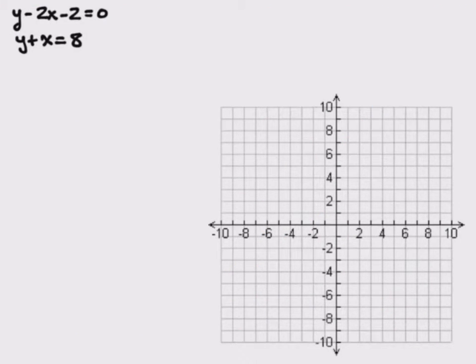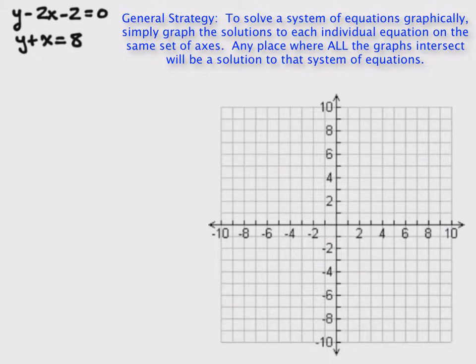All right, time for some practice. Now I'd like you to try to solve this system of equations. Once again, our general strategy is to graph each of these equations individually, and any place where all of the graphs intersect will be an ordered pair that makes both of these equations true at the same time, and hence that will be a solution to this system of equations.